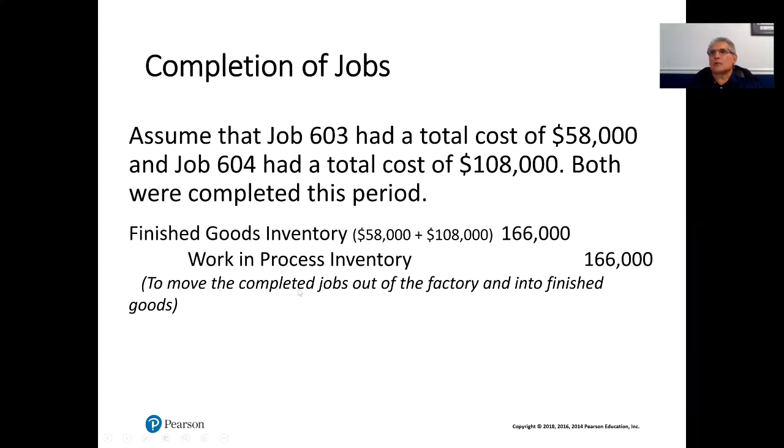All right, so let's assume that job 603 had a total cost of $58,000 and job 604 had a cost of $108,000, so both were completed. So we're going to take those two jobs and add them up. We come up with $166,000 of total cost. We're going to put that into another inventory account called finished goods, and when they're finished goods, we can take those costs out of work in process.